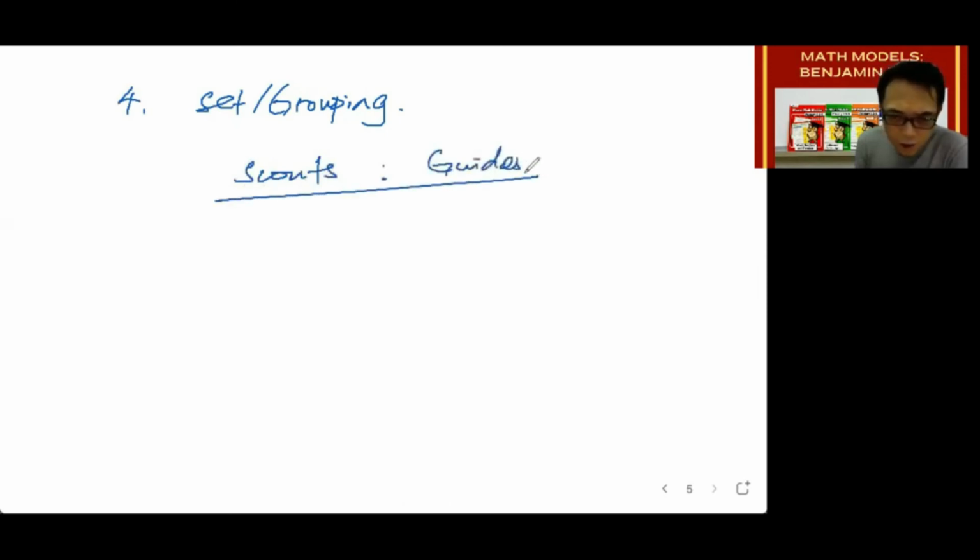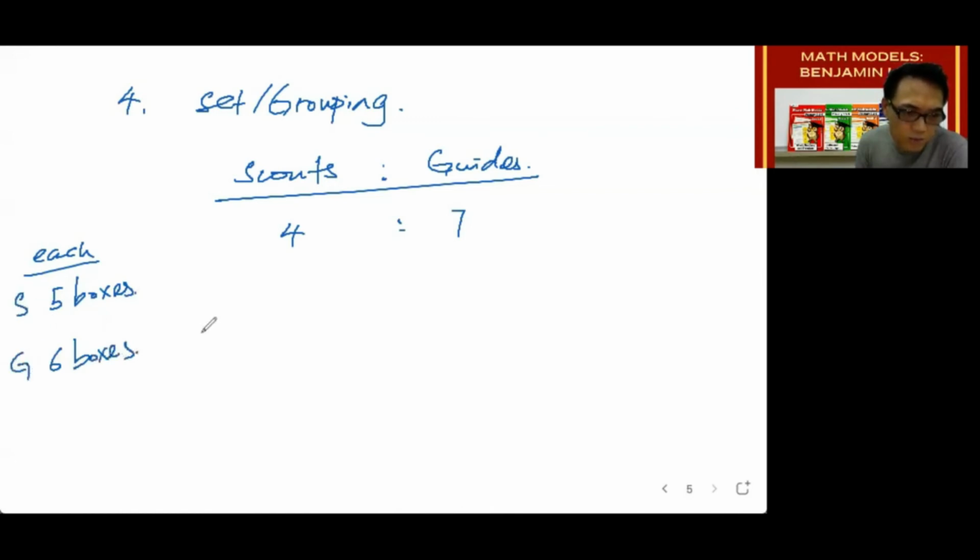And they tell you that the ratio of the scouts and guides is, for instance, 4:7. And then they tell you that each of the scouts will sell 4, let's use a different number. Each of the scouts will sell 5 boxes of cookies, and each of the guides will sell 6 boxes of cookies. So this will be scouts and this will be guides. Now, all you need to do is multiply this by 5 and multiply this by 6 because of the 2 numbers here.